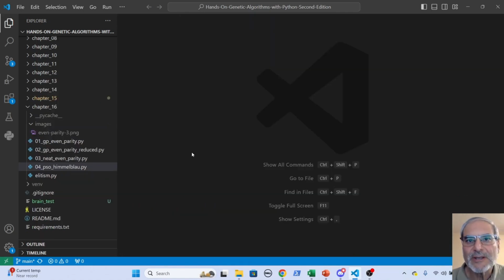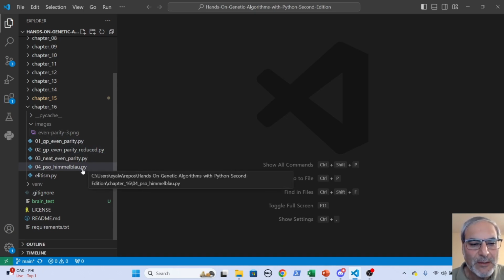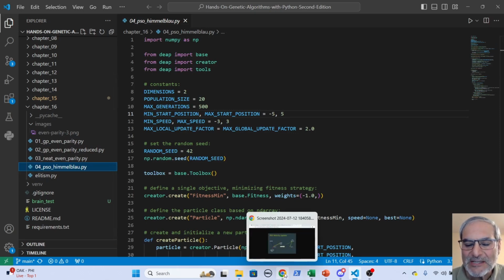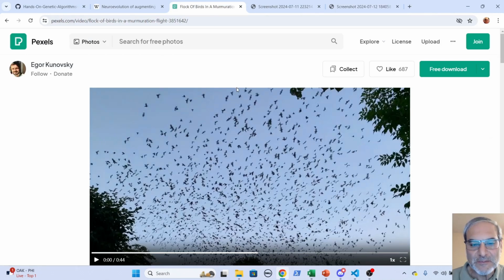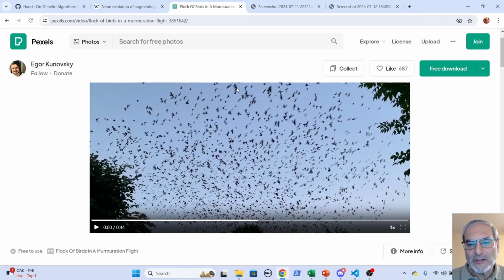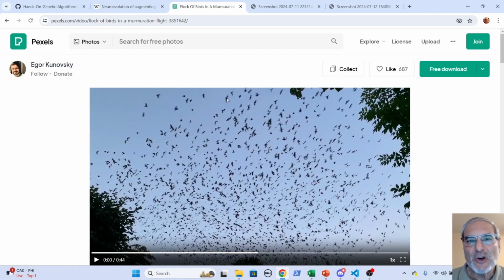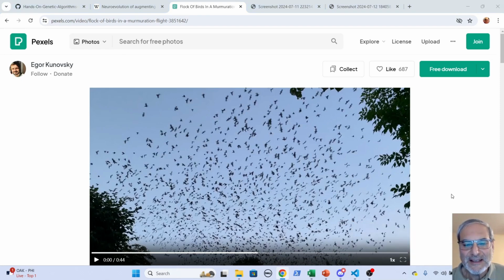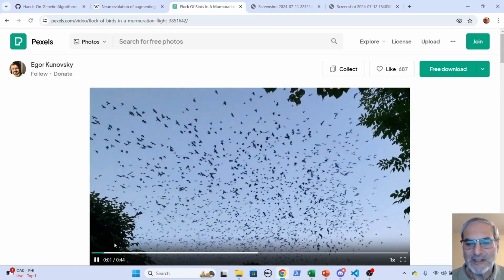So the last program I'm going to show you, the last program in the entire book actually, is the particle swarm optimization with the Himmelblau function. The particle swarm optimization is a way to represent the behavior of, for example, a flock of birds or a school of fish, that there are many individuals, but somehow they behave like a group. They sort of have information and they are synchronized to some degree, which is what we see in this video.